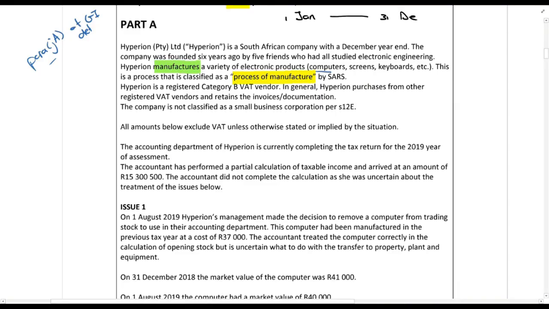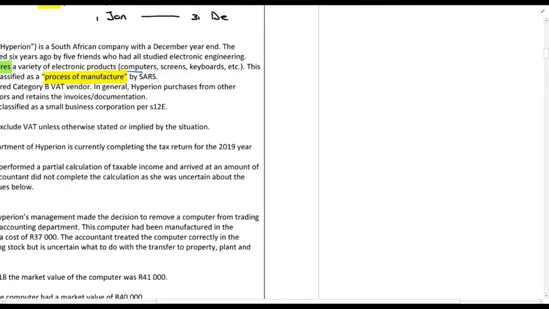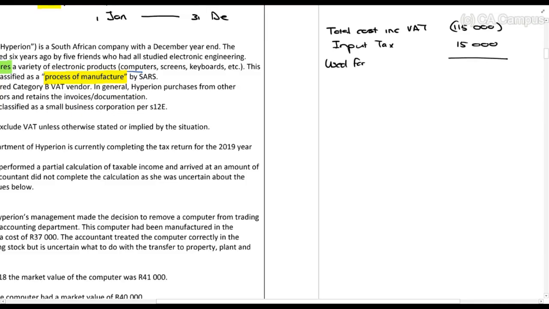Okay, so process of manufacture by SARS. Hyperion is a registered category B VAT vendor. In general, Hyperion purchases from other registered VAT vendors and retains the invoices or documentation. Again, for all time's sake, if you go and you purchase something, the total cost including VAT is what you will pay for it. Now, if you are a VAT vendor, you can claim back input tax, 15,000 rands. So this amount here is used for income tax, and that is section 23 capital C. So we will use 100,000 rands for income tax.